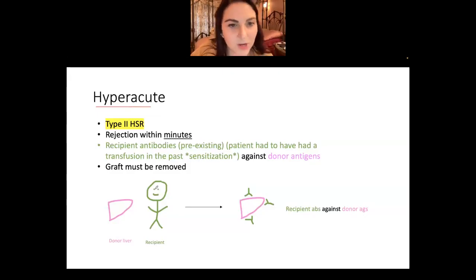So the recipient I drew in green. This would mean that the patient had to have had a transfusion in the past. They had to have had a sensitization event because antibodies are involved. So usually look in your question stems for something like a second transfusion, one that they've already had one in the past. It's not their first time ever being transfused. So the recipient antibodies are going to be against the donor antigens. And the only way to treat this is to take out the graft.